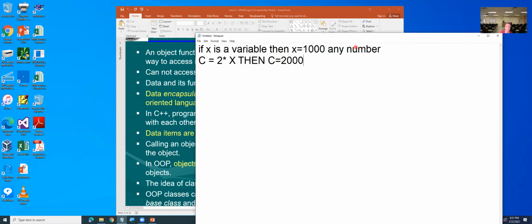Now, in the computer, when you're typing X equal 1,000, and later on, you can use the X value, then they know X equal to 1,000. Times 2, you get 2,000.